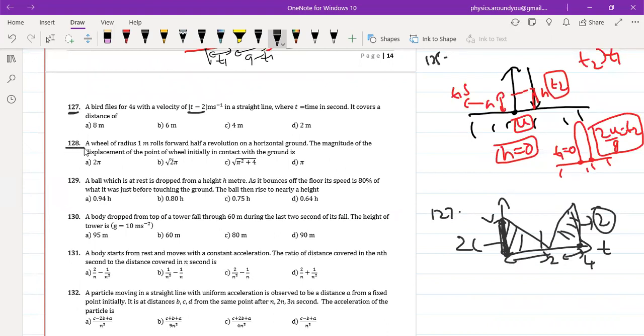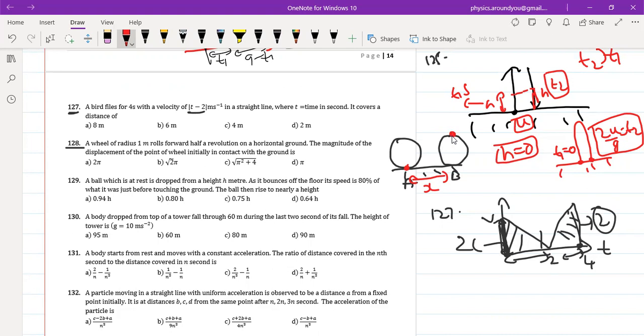In question 128, a wheel of radius 1 meter rolls forward half a revolution on a horizontal ground. The magnitude of the displacement of the point of the wheel initially in contact with the ground is a tricky one. So let us sketch the two positions carefully. This is the initial one, this is the final one. The point of contact initially was over here. After half a revolution, let it come a distance forward x. So this is just half a revolution. So the red will be the point of contact now, over here.